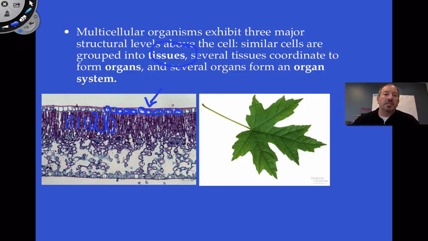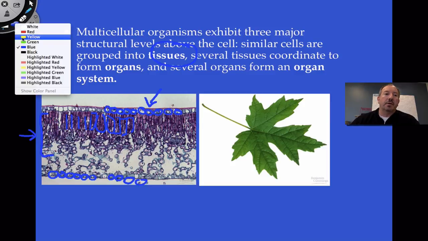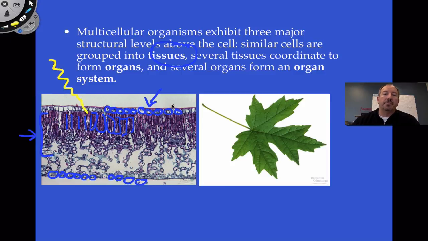So this is a tissue, one layer right here. It's called the upper epidermis. This is also a tissue, a group of cells. It's called the lower epidermis. And all of these cells in the middle here is yet another tissue. It's called mesophyll tissue. And so tissues are collections of cells that comprise the organ. So you get different tissue types, and the different tissues, you might notice, look a little bit different. Like, these ones are all sort of together like a fence. And that's great for, if you will, capturing sunlight from above.